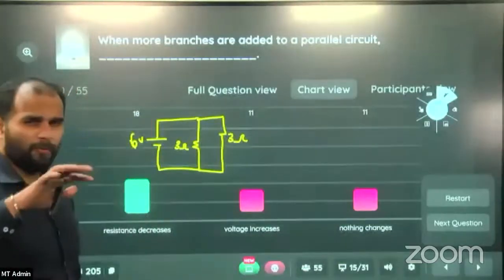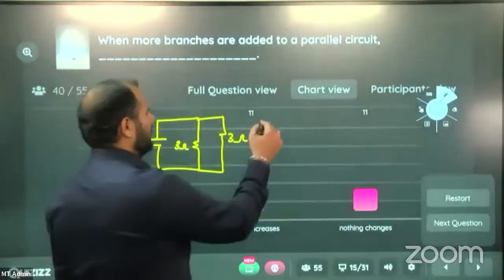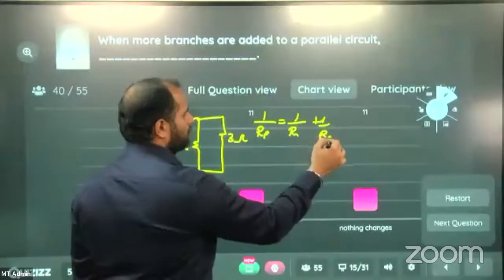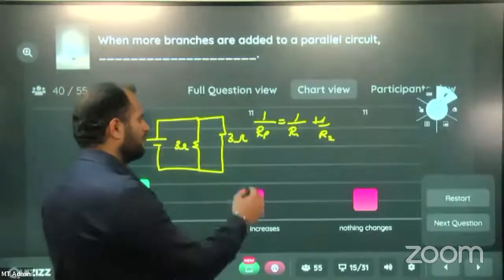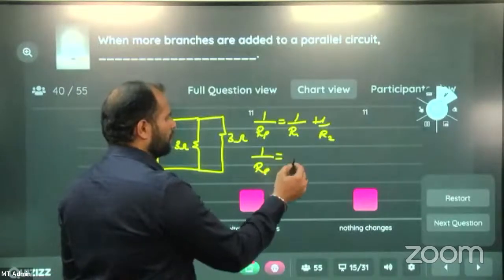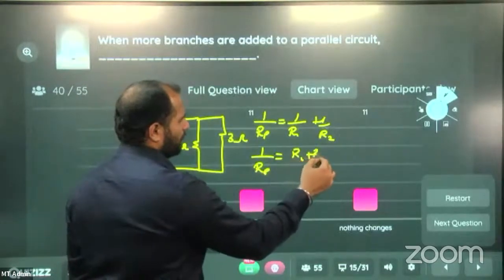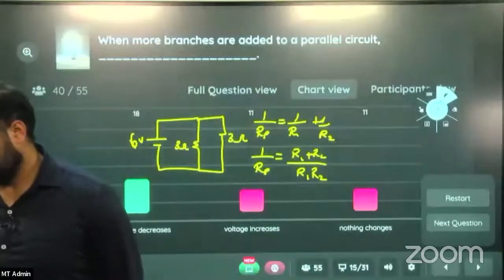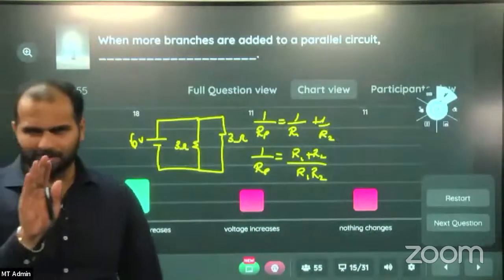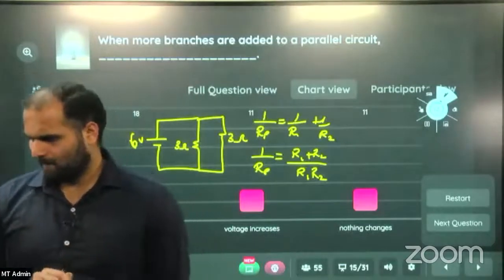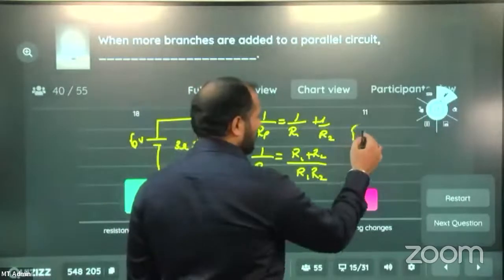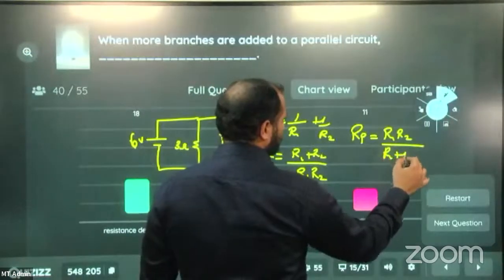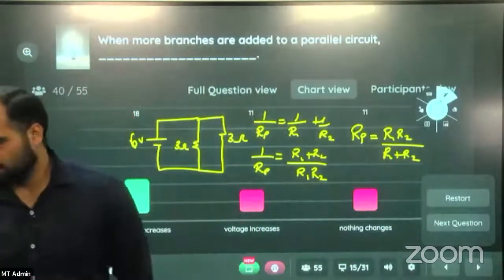Now the formula which you have studied in your school is 1 upon Rp is equal to 1 upon R1 plus 1 upon R2. Correct? Then you might have done something like this: 1 upon Rp is equal to R1 plus R2 upon R1 R2. Yes or no? You can answer in the chat box. Have you all studied this particular part in your school? Then we take the reciprocal. That is Rp is nothing but R1 R2 upon R1 plus R2. Yes or no?